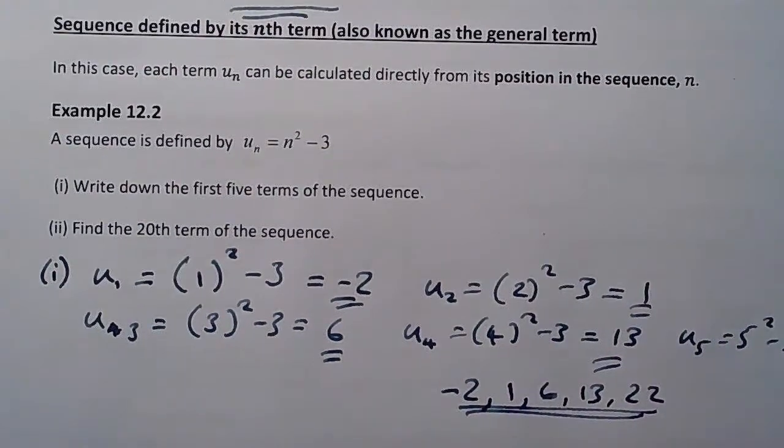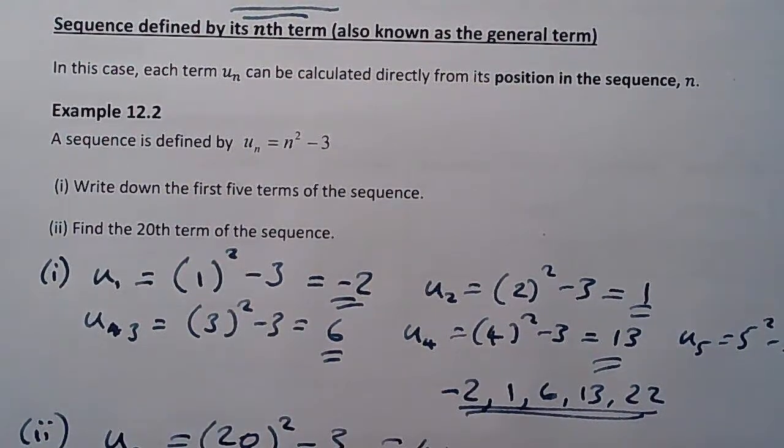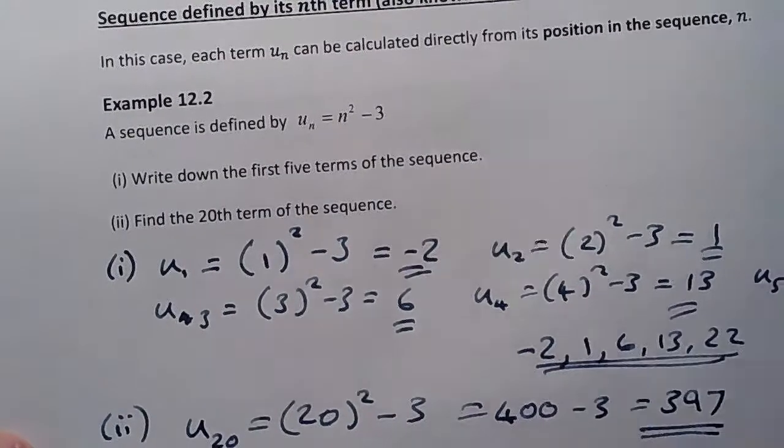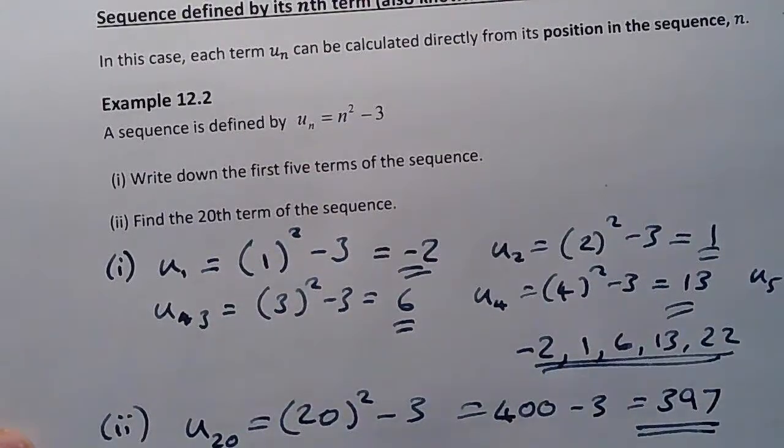Okay, and then we've got to find the 20th term, which is simply u20. So I'm taking n to equal 20 in my formula. So I'll put 20 in the bracket. 20 squared is 400, minus 3 is 397. End of. Oops. Hope you can read that. That's what your working should look like for that. So nothing difficult yet, I hope you'll agree.